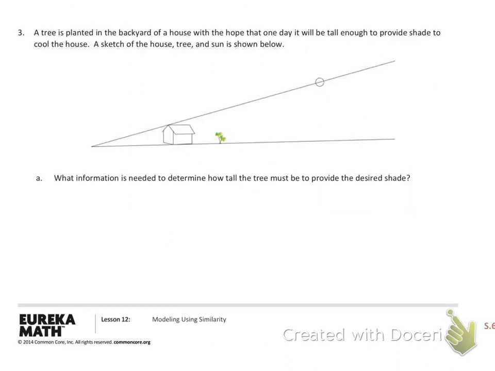Okay, this next problem is one that I've actually done some estimates of. I've had experience with this, so to speak. And that is placing a tree so that it shades a house. So this tree is going to be planted in the backyard of a house with the hope that one day it will be tall enough to provide shade to cool the house. A sketch of the house, tree, and sun is shown below. So here's another one where we got the sun's rays coming down, casting shadows. So we see the beginnings of triangles here.